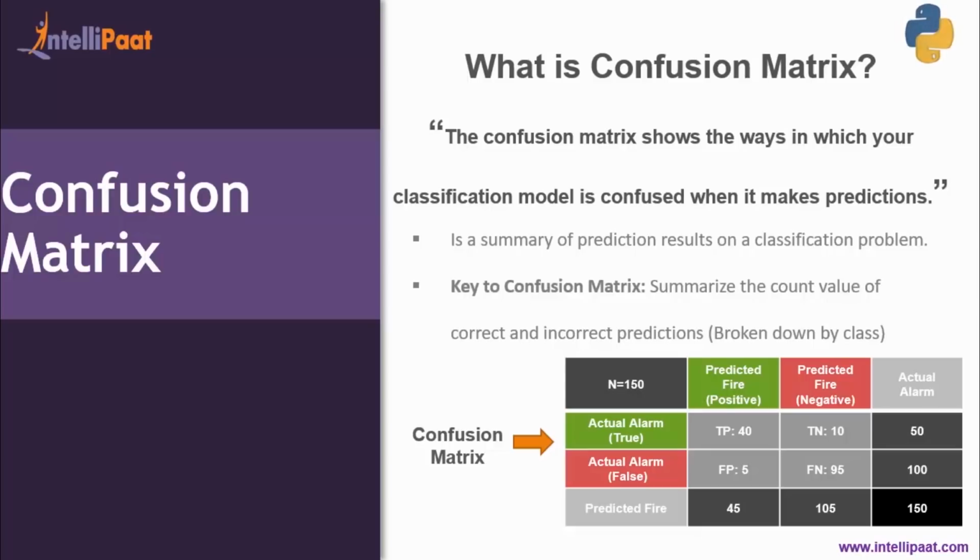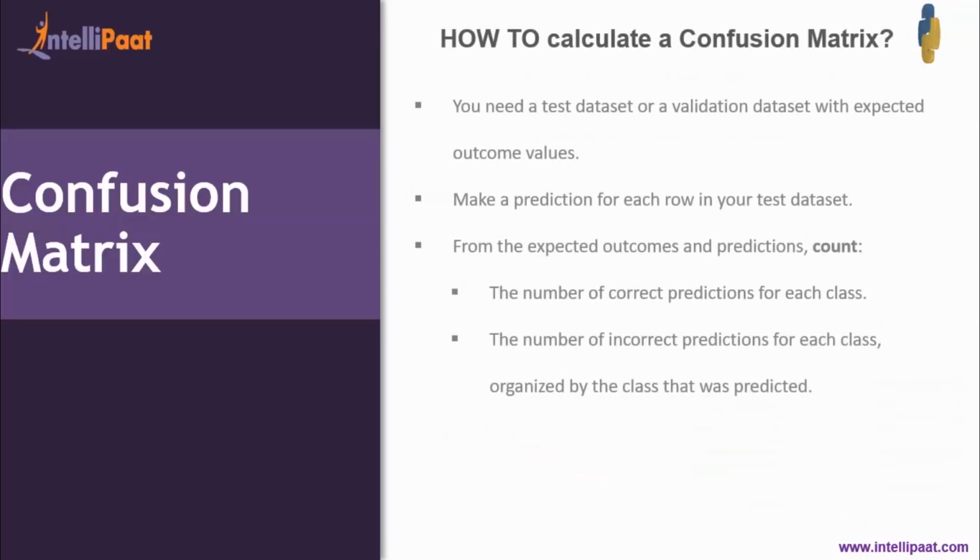But before that, let me tell you how to create a confusion matrix. This would make things clearer for you. So for creating a confusion matrix, you would need a test dataset or a validation dataset with expected outcome values. Then make a prediction for each row in your test dataset. Then from the expected outcomes and predictions, count the number of correct predictions for each class and the number of incorrect predictions for each class, organized by the class that was predicted. Okay, let's see what exactly that means.